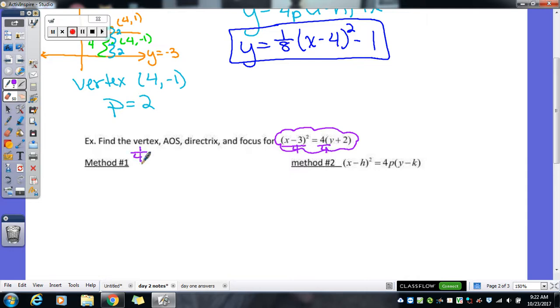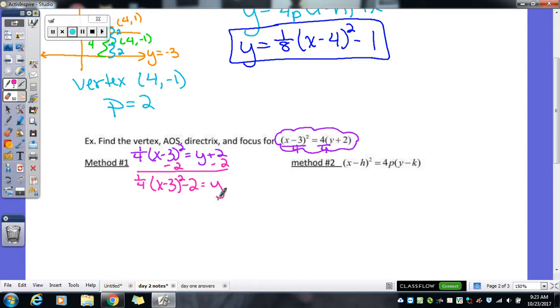So I would have 1/4 (x minus 3) squared equals the y plus 2. So then I would want to subtract that 2 over. So I get y equals 1/4 (x minus 3) squared minus 2.